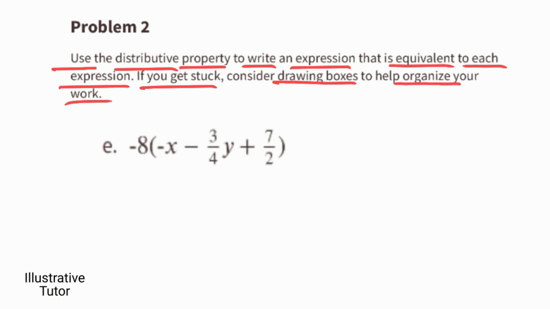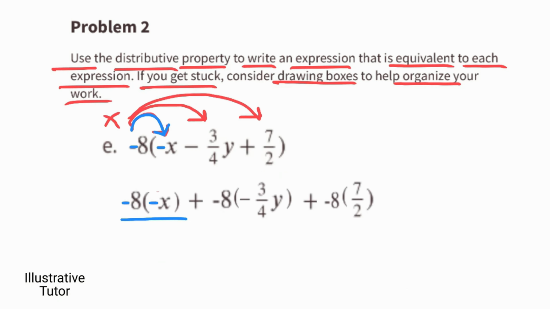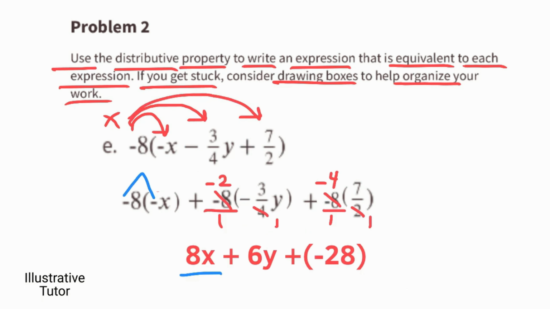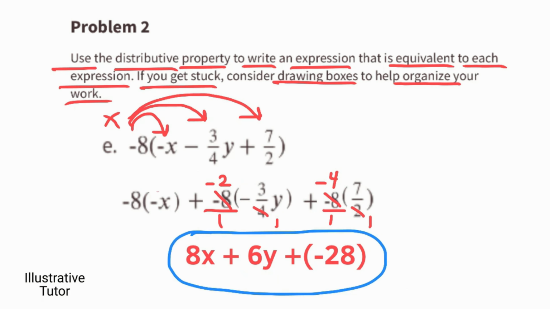E. Negative 8 times negative x plus negative 8 times negative 3/4 y plus negative 8 times 7/2. Negative 8 times negative x is positive 8x. Negative 8 times negative 3/4 y is positive 6y. And negative 8 times 7/2 is negative 28.